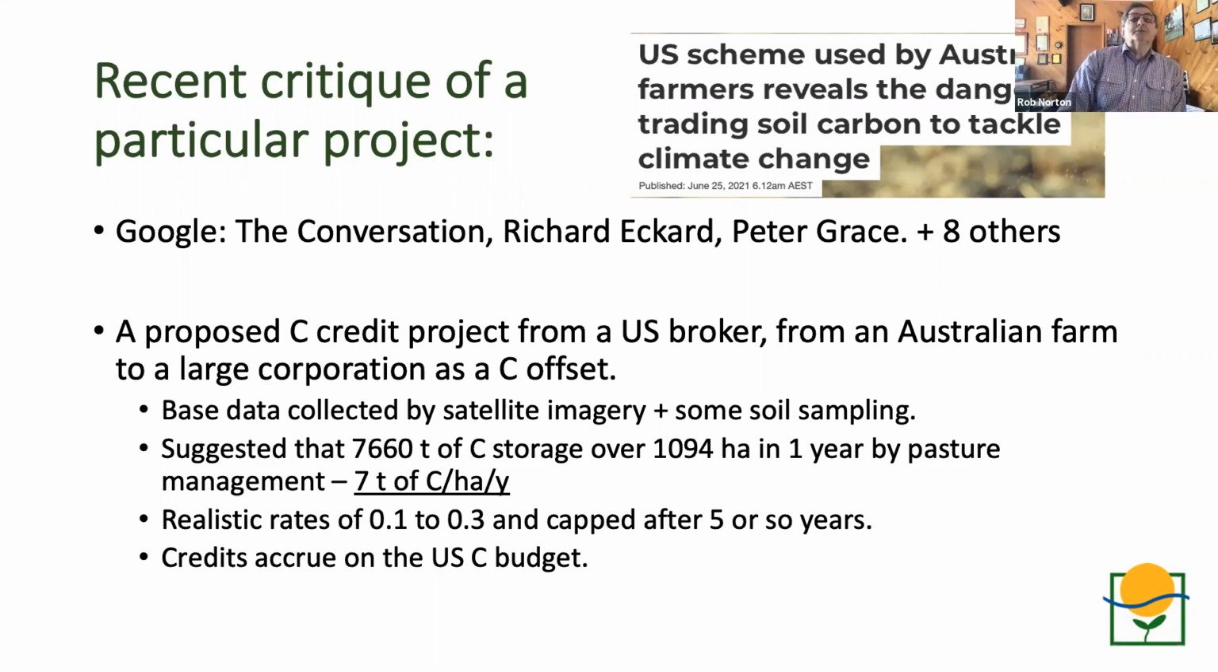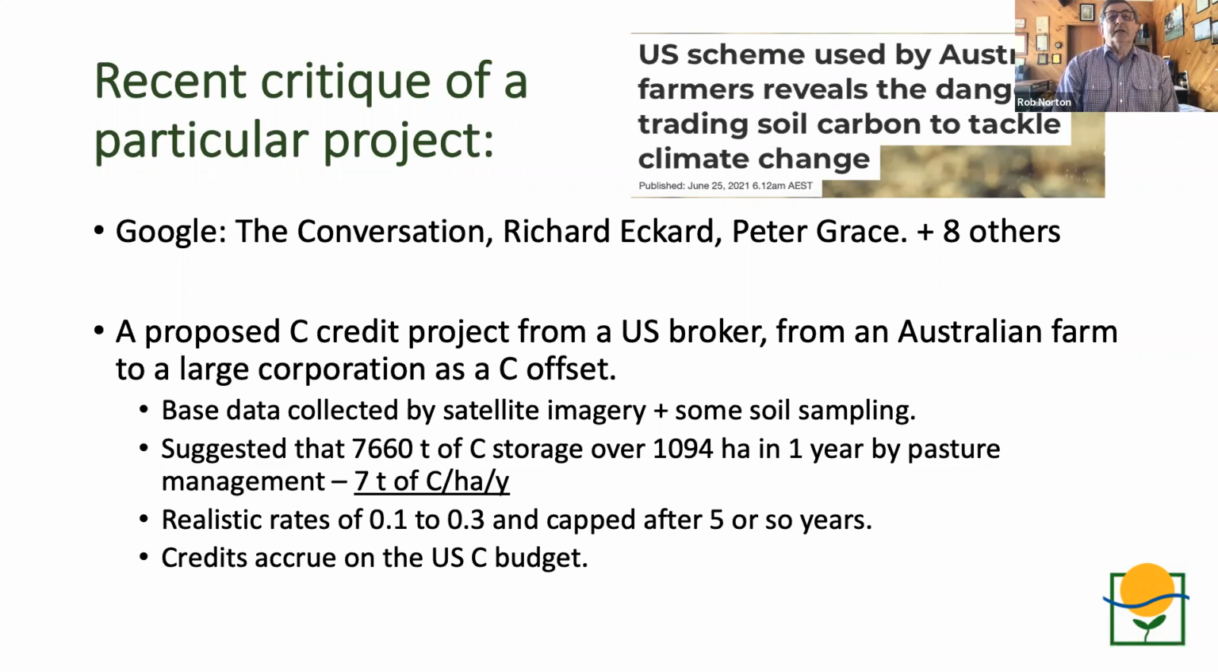There was a proposed credit project from a US broker for a large Australian farm, and the company doing the crediting collected data by satellite imagery and did a little bit of soil sampling, and their suggestion was that they could store 7,000 tonne of carbon in 1 year over 1,000 hectares by pasture management. That is, an increment of 7 tonnes of carbon per hectare per year.